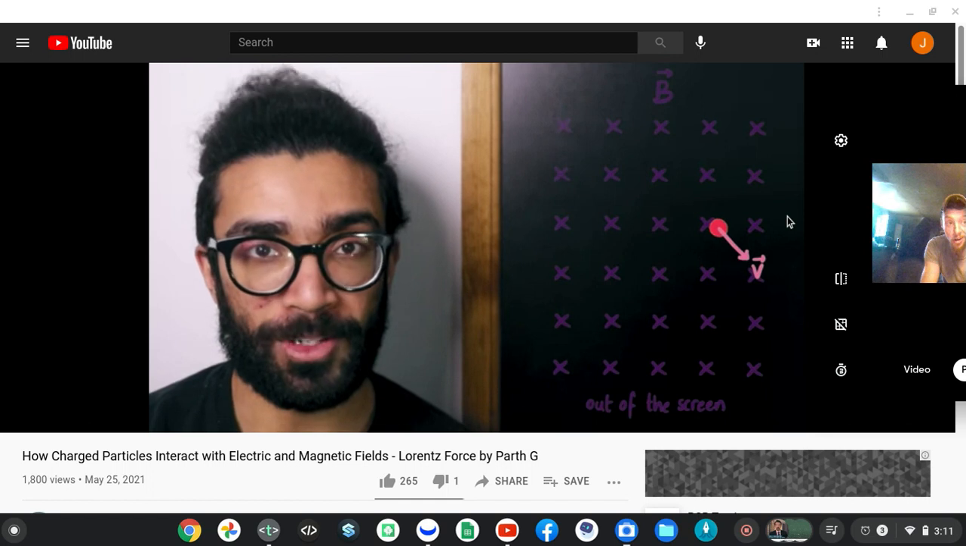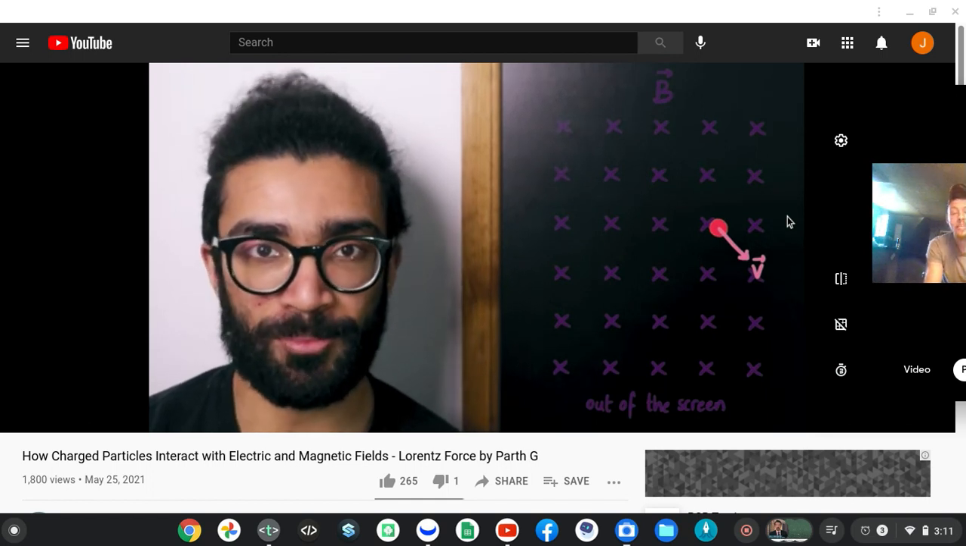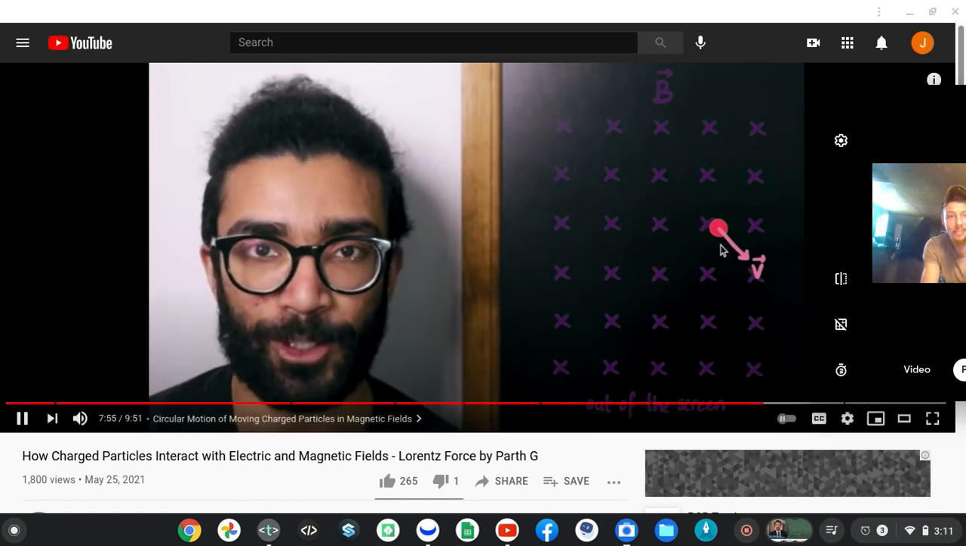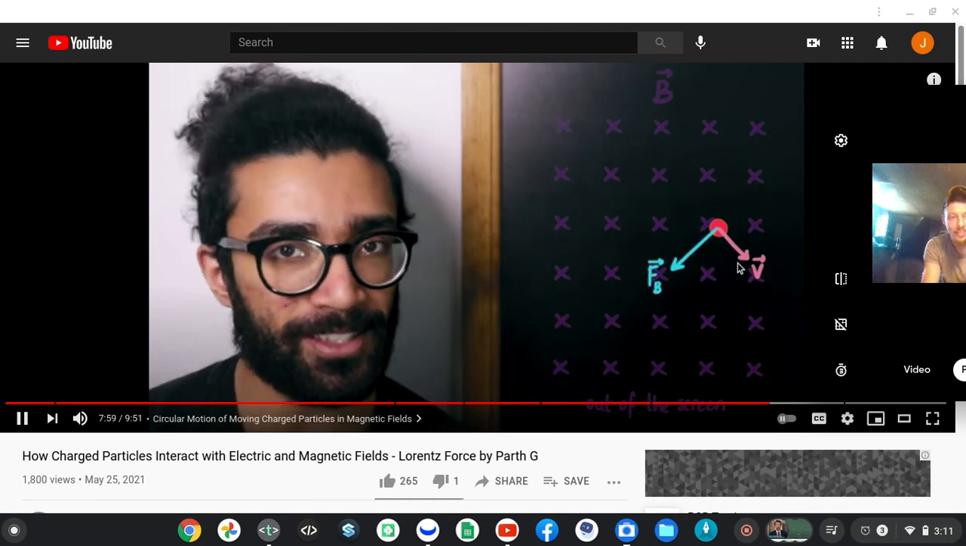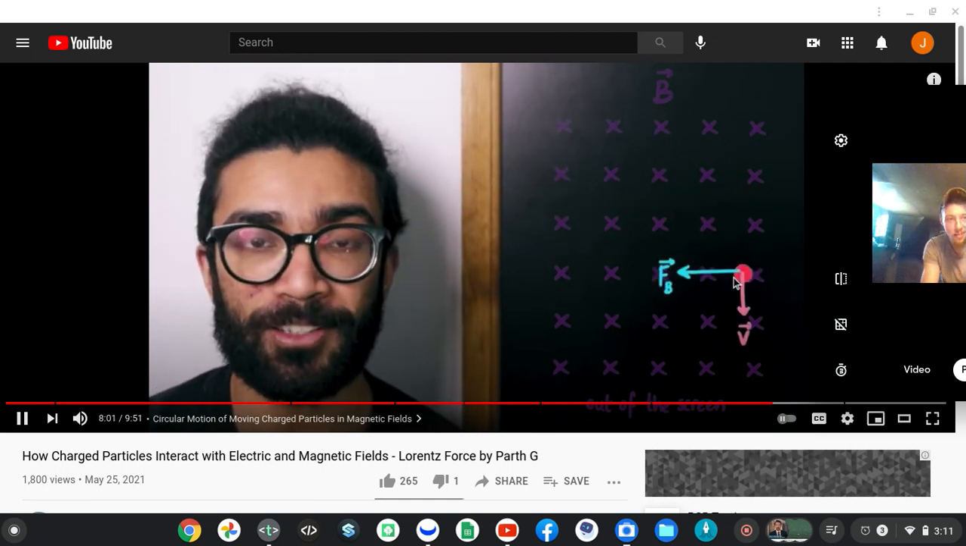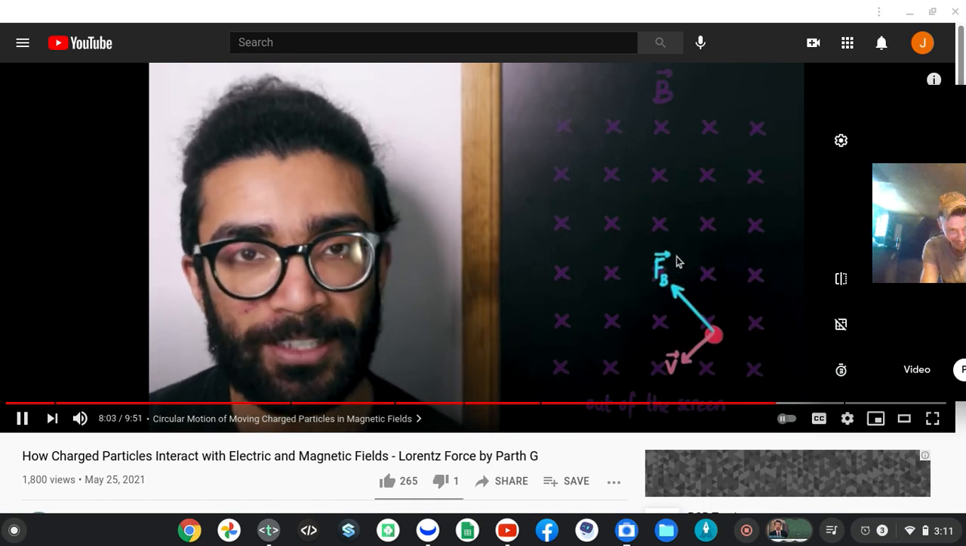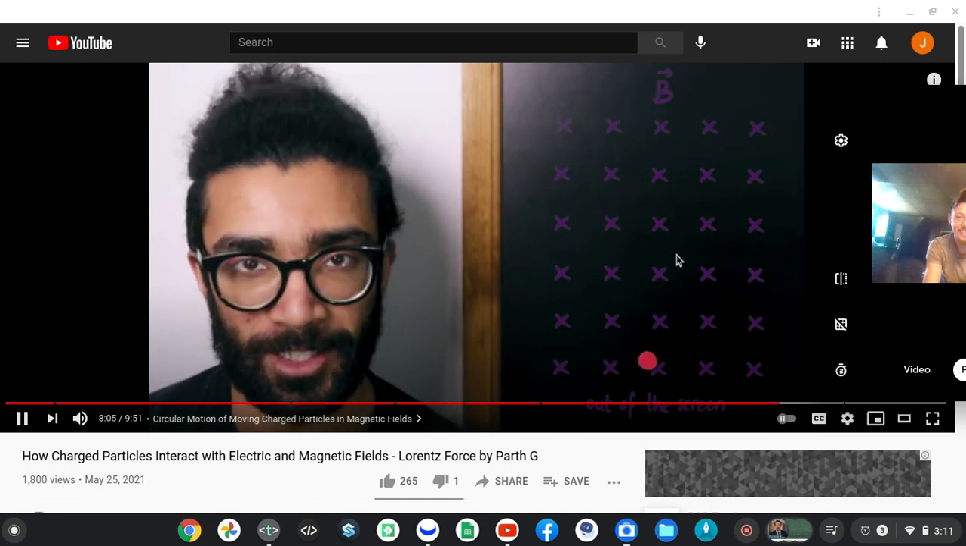And if we repeat the process by working out V cross B, and then multiplying that by q, then we find that the force exerted by the magnetic field now points in this direction. And we can repeat this process a few times, and what we see is that our particle will move along a circular path.